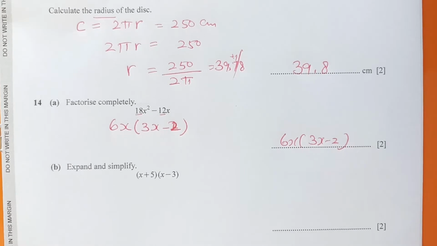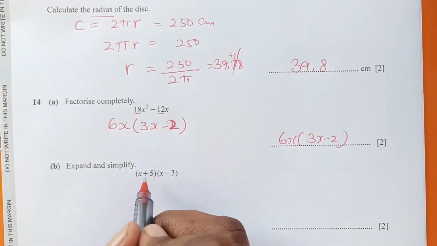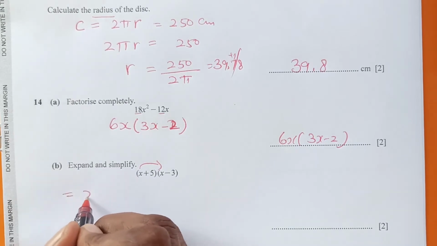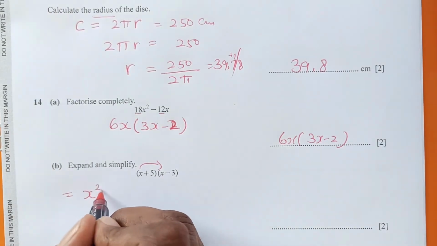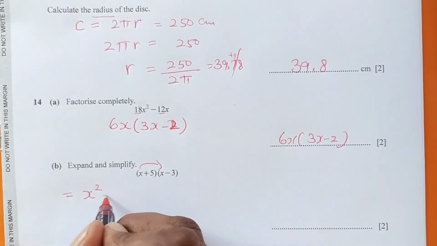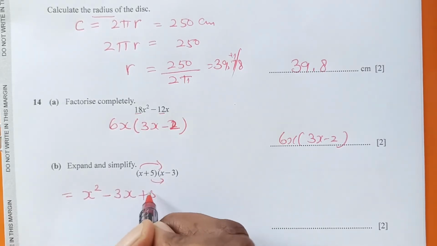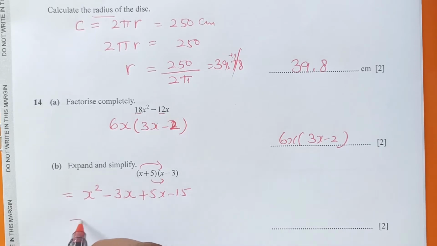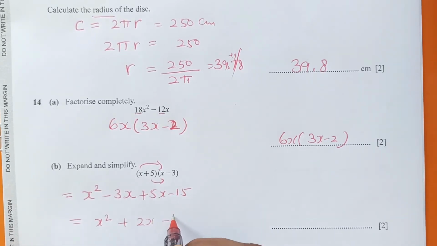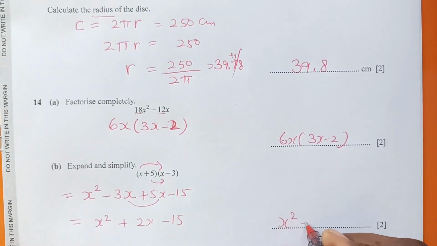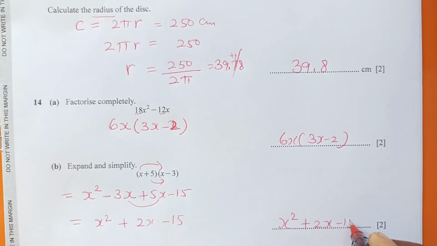Part B, expand and simplify. So we need to open the brackets. First x will be multiplied with the entire bracket. So x into x squared, x into negative 3, then plus 5x minus 15. By combining these we will get positive 2x. So the final answer is x squared plus 2x minus 15.